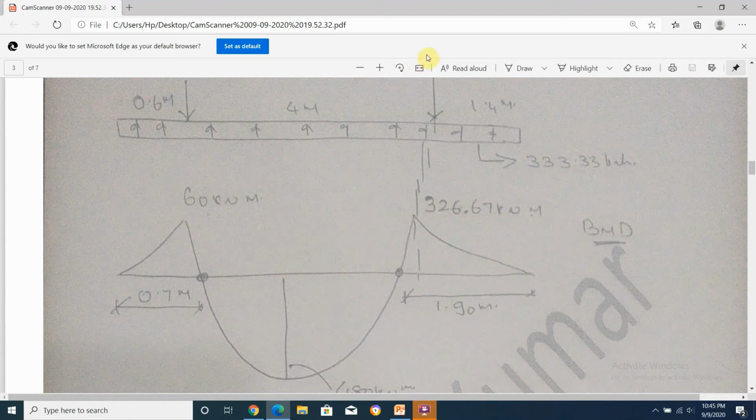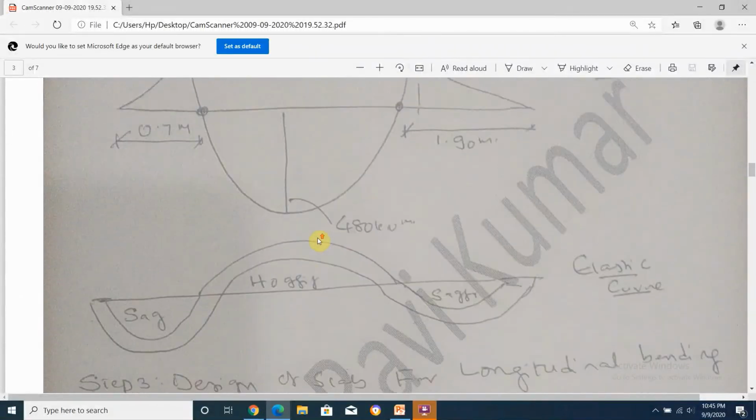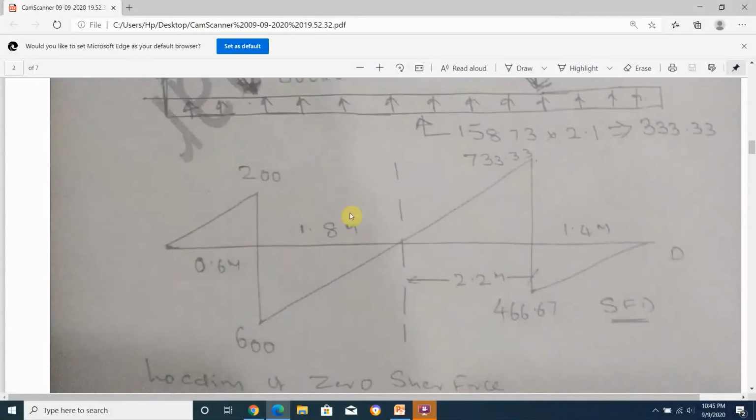The same way, when I keep my section at this point, 333.33 into 1.4 into 1.4 divided by 2, we get 326.67 kilonewton meter. Hence, the next step is to work out where this zero shear force occurs. You can work out by similar triangles. It has been worked out as 1.8 meter and 2.2 meters.